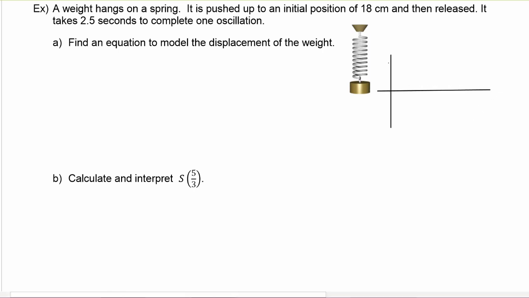We know that the weight is pushed up to an initial height of 18 centimeters. So we know this is as high as it's going to go. And then we know that it will bounce down, and the lowest it will go is negative 18. We've said it's going to be a cosine.